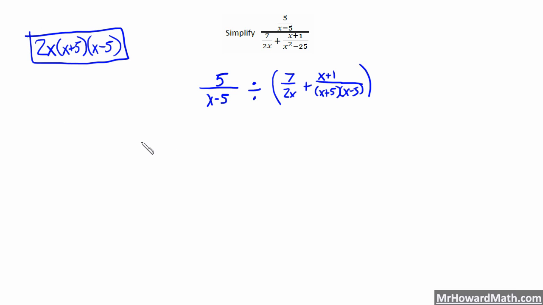So the first thing I'm going to do is multiply this by it. So 5 over x minus 5 times this chunk right here, 2x, x plus 5, x minus 5. Okay, that's going to simplify because I can cancel that out with that, and I'm just left with these two pieces right here. So 5 times 2x is 10x times x plus 5. Okay, that's my numerator. Done. Here's my numerator. Already done. Okay, so this is the top of my fraction now. Okay, I don't have any fractions left.